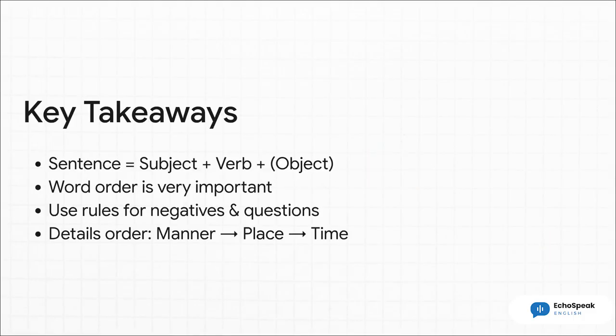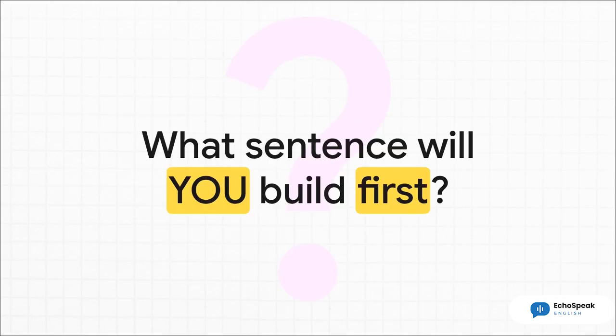So let's do a quick recap of the most important things to take away from today. First, a basic sentence needs a subject, a verb, and a lot of times an object. And second, I definitely learned that word order is really important in English. Oh yeah. Third, remember to use those special rules for making negative sentences and for asking questions. And finally, when you're adding all those extra details, just remember the order: manner, then place, then time. So now you have the basic tools, the building blocks, to create your own sentences in English.